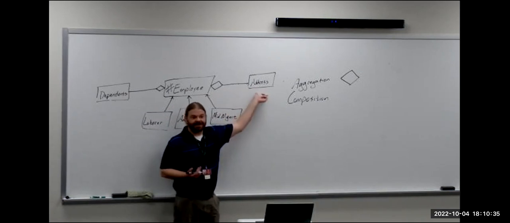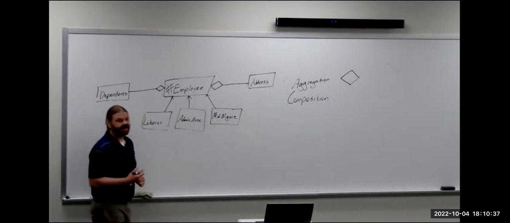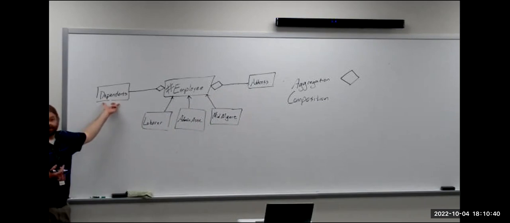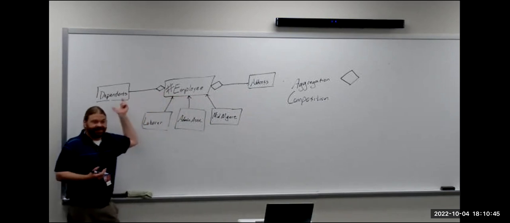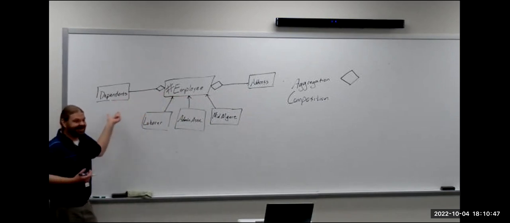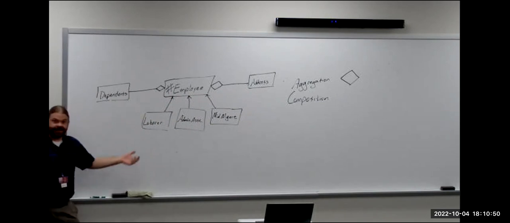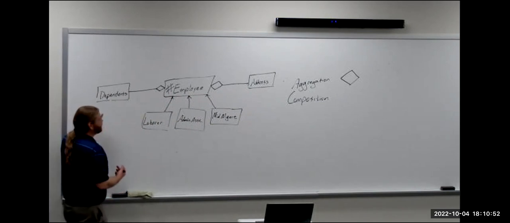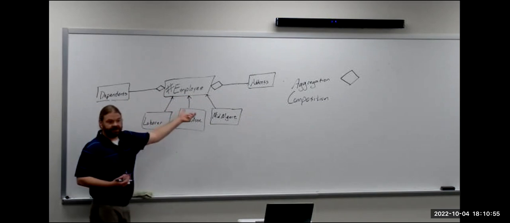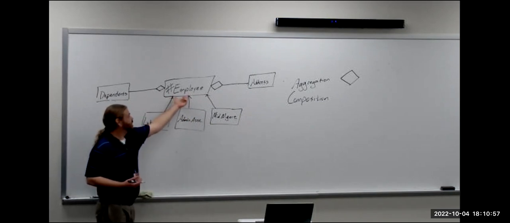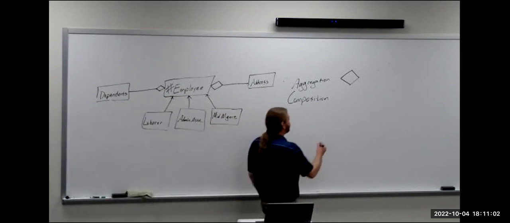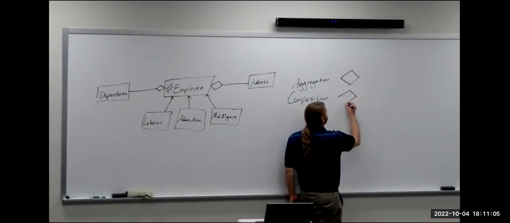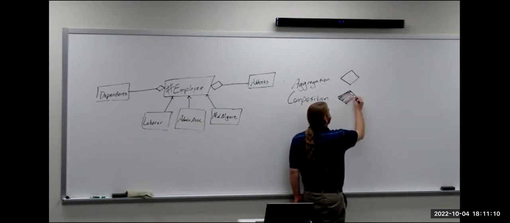They could go to a different address. It isn't as tied to it. Their children, on the other hand, are like a piece of them. They're not going to be separated from their children, right? Usually not without at least a lengthy court battle. So it's much more a part of it, a composite of what this virtual object is representing from the physical world. So composition is the step further. And it gets a filled in diamond.